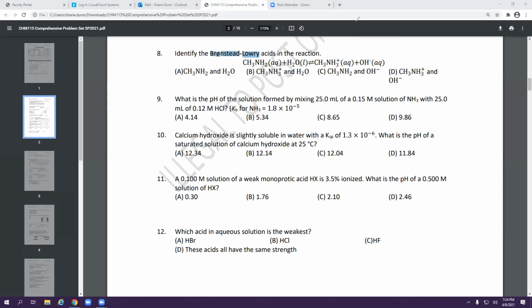What is the pH of a solution formed by mixing 25 milliliters of a 0.5 M concentration of NH3 with a 25 milliliter solution of 0.2 M hydrochloric acid? So here's the problem. What am I being asked? Well, the easiest way to tell is to look at this. What do you think NH3 is going to be? It's going to be a base, right? So wink, wink, hint, hint. Ice table. It's an ice table.